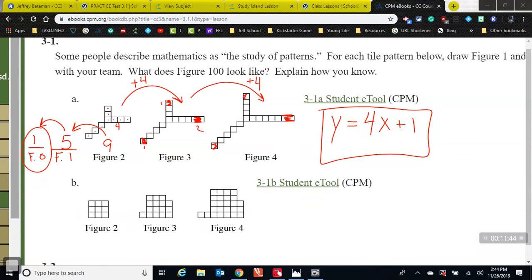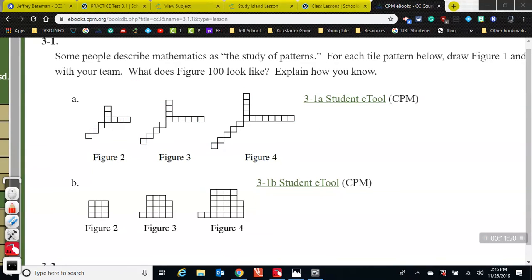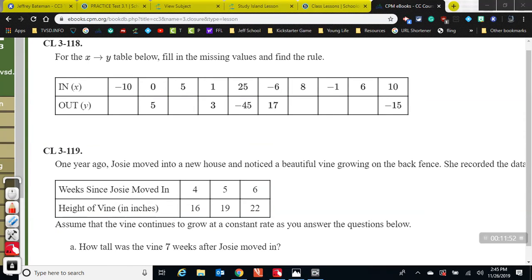Let's actually do one more example. I saw a good table here in the closure problems that we want to check out. Taking a look at 3-118, Chapter 3, Problem 118. We see a table here, and they give us a few different values. It's kind of like a silent board game. All right, and again, I'm going to go from here to find my rule, and then I can plug in to find all the missing values that I'm looking for.